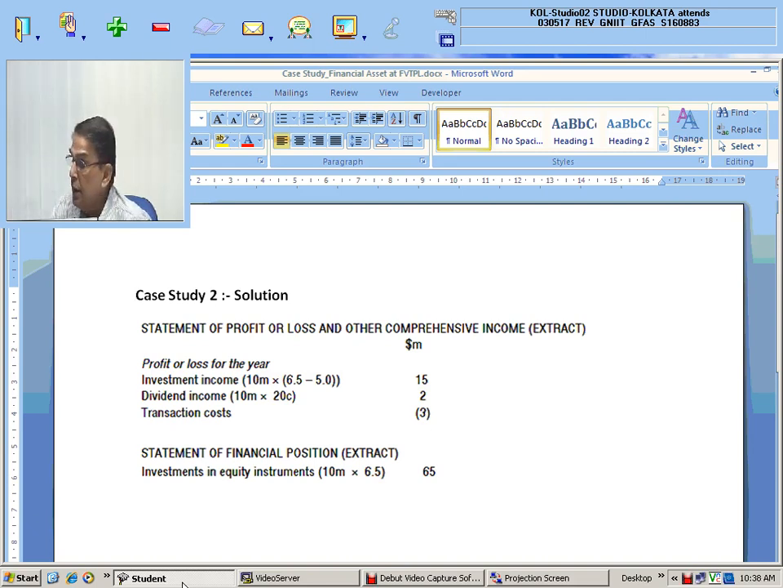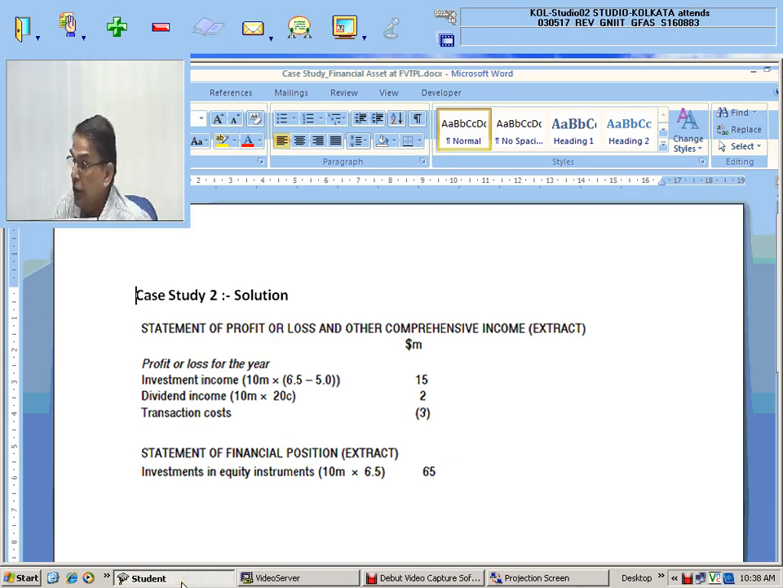Dividend income has been earned from these 10 million shares at 20 cents per share, so 10 million into 20 cents becomes 2 million. So investment income in the profit and loss account will be 15 million from the investment in the shares, 2 million from the dividend. Transaction cost while purchasing the shares: 3 million of transaction cost was incurred, so 15 plus 2 minus 3. So the profit basically will be 14 million.